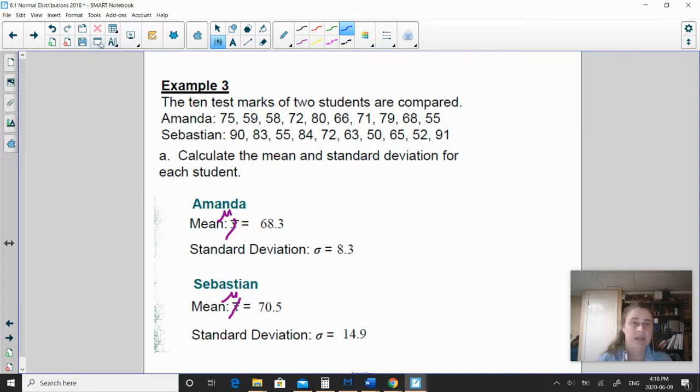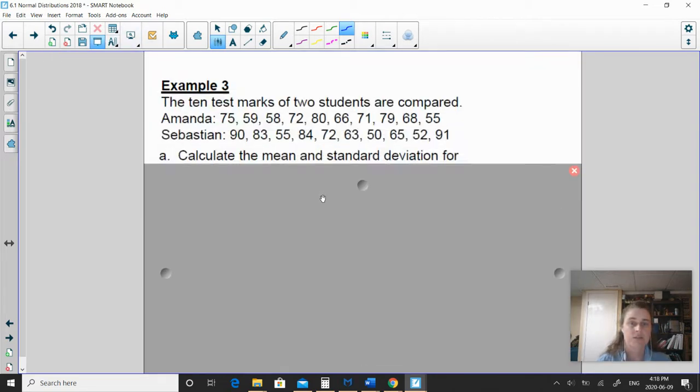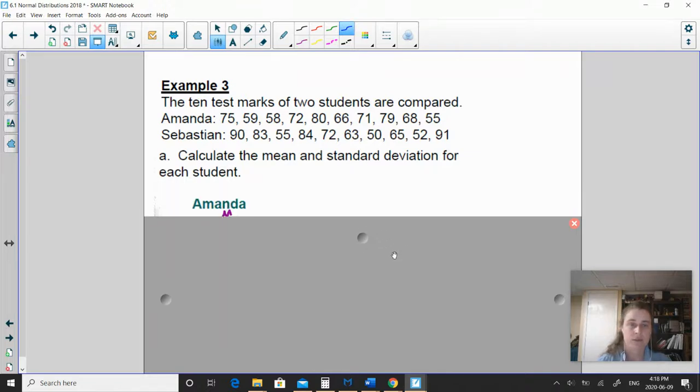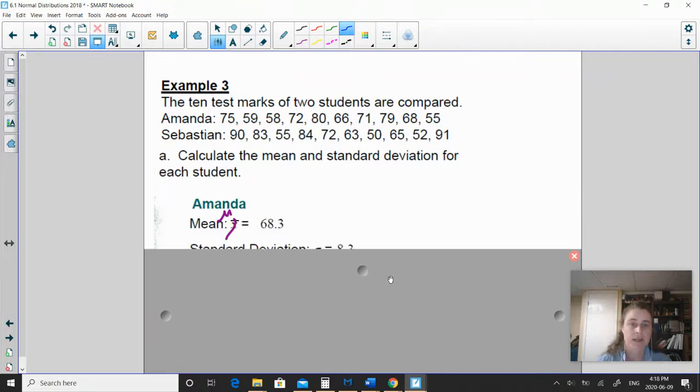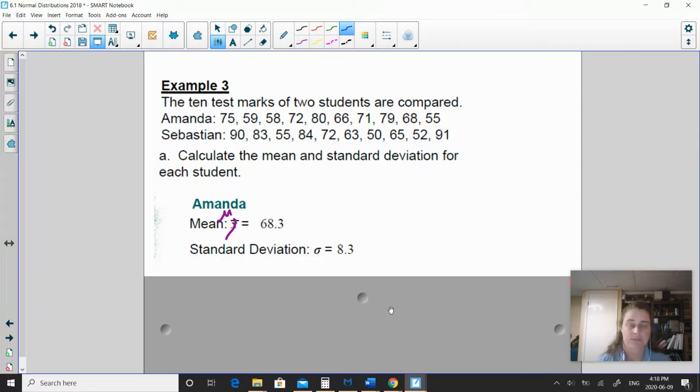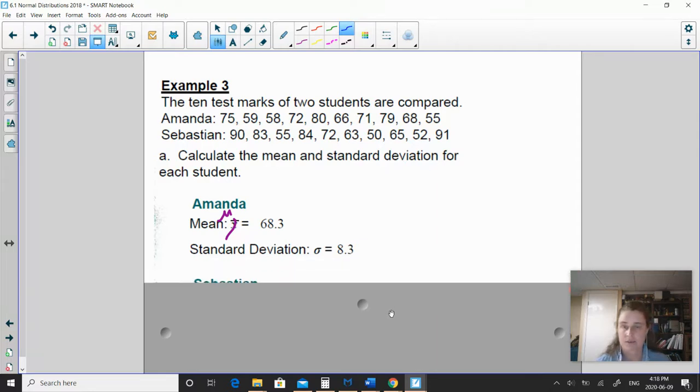Example 3, let's take a look here. We've got 10 marks if two students are going to be compared. Amanda has 10 marks, Sebastian has 10 marks. Calculate the mean and standard deviation for each student. So a little bit of review. The mean there for Amanda is 68.3. Her standard deviation is 8.3. You can use Desmos to calculate those.